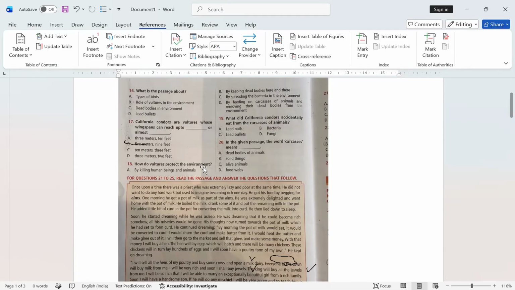Now, how do vultures protect the environment? By feeding on carcasses of animals and removing their dead bodies from the environment. Understood? So carcasses can be those things like what? Tell me. Carcasses mean dead bodies of animals. Correct. But it is mostly the part which can rot, like flesh versus bones.